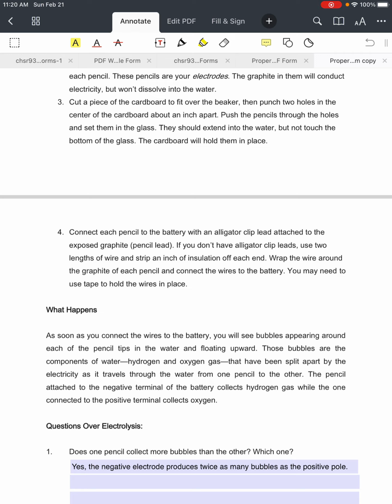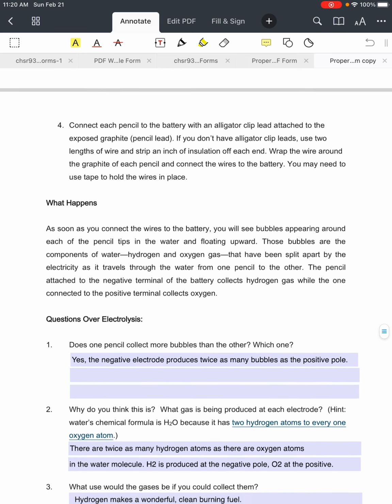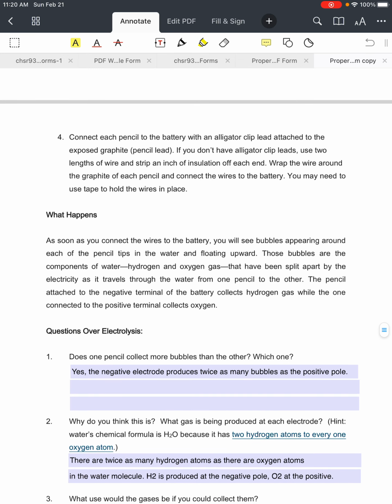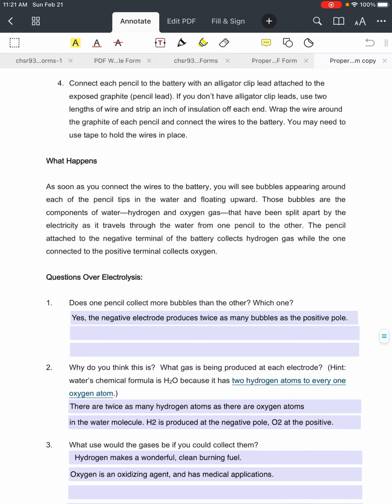But the negative electrode produces twice as many bubbles as the positive electrode, or the one connected to the positive pole. And why do you think this is? Well, there are twice as many hydrogen atoms as there are oxygen atoms in the water molecule. And it says what gas is being produced at each electrode. Hydrogen is produced at the negative pole, and that is the cathode, but we don't need to worry about cathode and anode. And oxygen was produced at the positive pole.